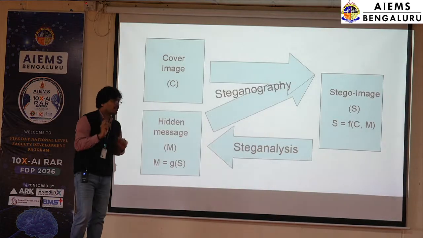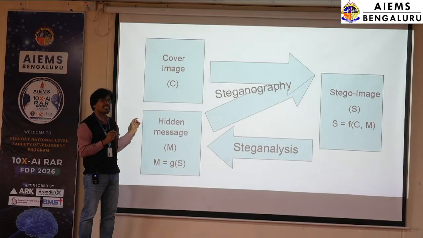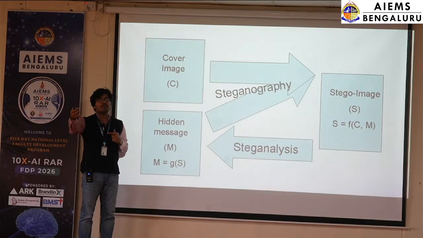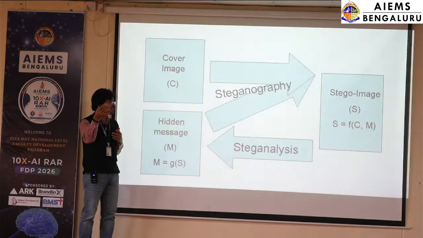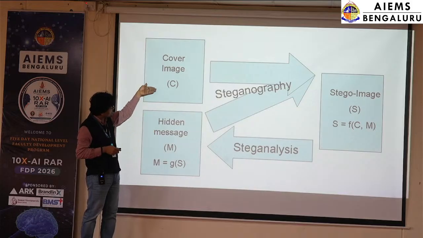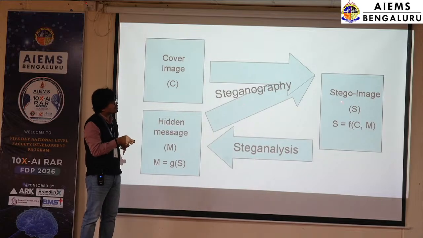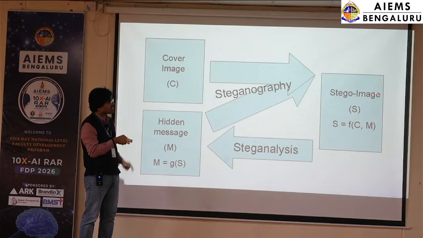Here the concept is we have an image, which we call a cover image, and a hidden message. Let us say I want to send my mobile phone PIN or my Gmail password. We have to hide this message inside the image, which is why we call it a cover image. This is called steganography. Finally we have a stego image, or steganographic image.